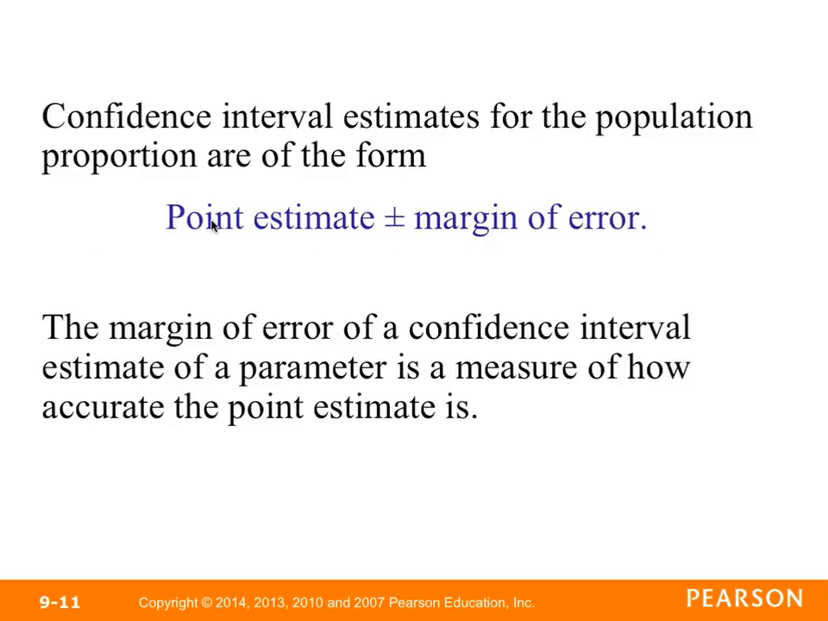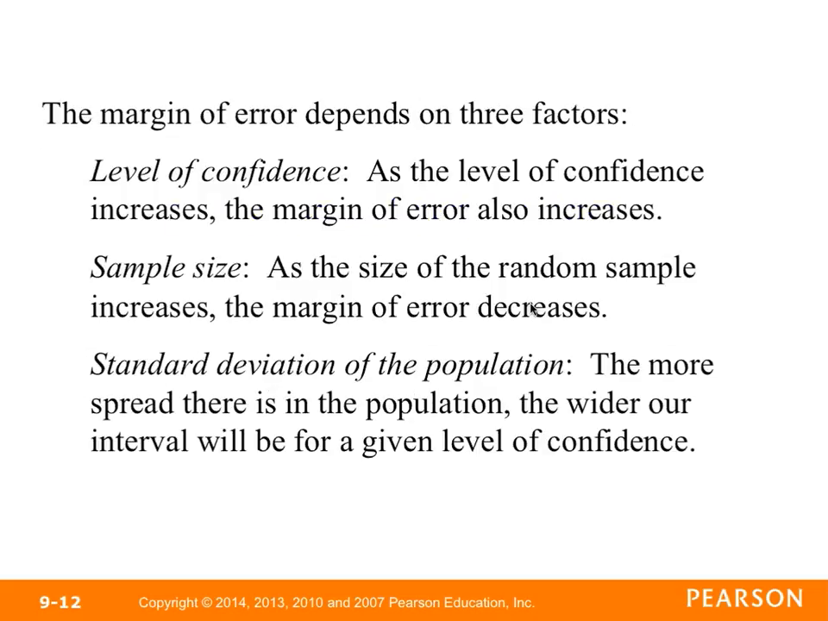Confidence interval estimates for the population proportion are of this form. You take your point estimate, which was your sample proportion, and then you add and subtract the margin of error. The margin of error of a confidence interval basically measures how accurate the point estimate actually is.